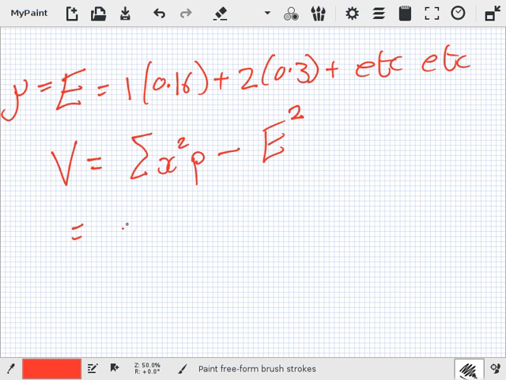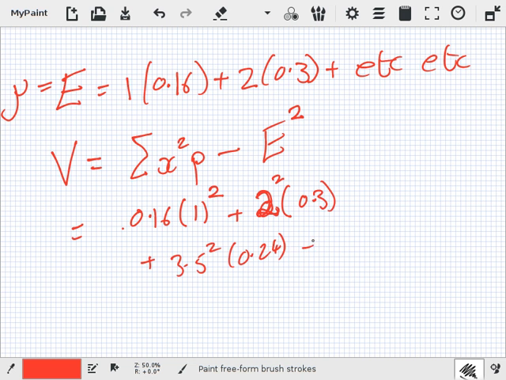Sorry. Tell me what to add. 0.16 times 1 squared, plus 2 squared times 0.3, plus 3.5 squared times 0.24, etc. Then minus the answer you got from the first one.